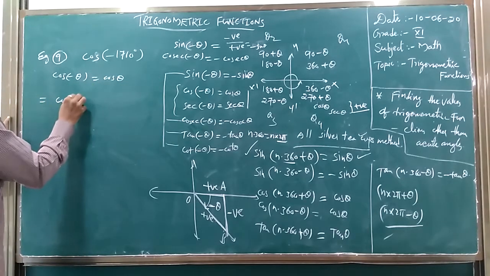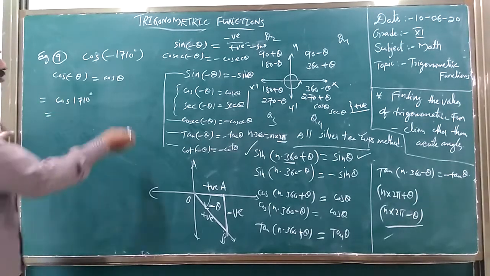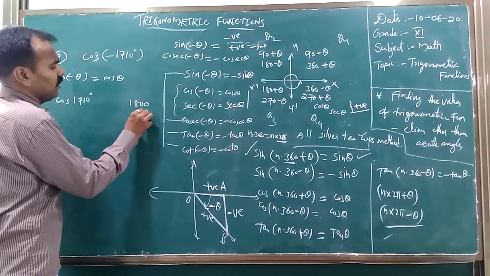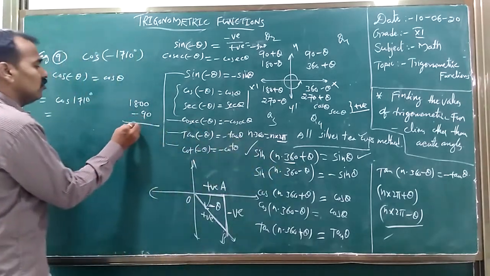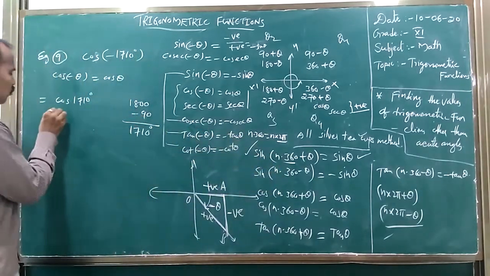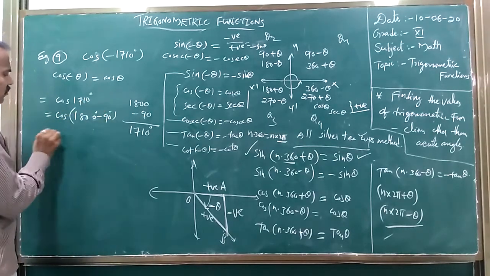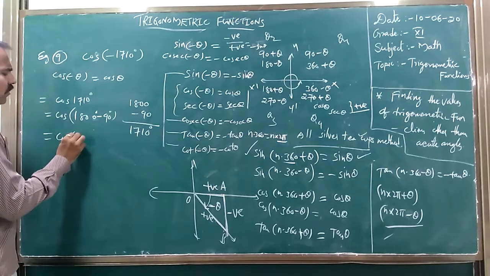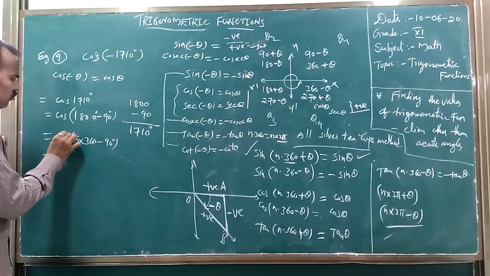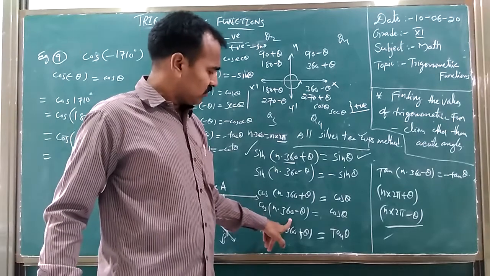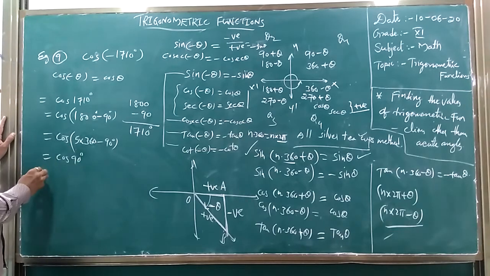So cos of 1710. Now let us check which multiple is nearest. It is near to 1800, and then 1800 minus 90. Better to write the nearest multiple, so that will be 1710. So cos of 1800 minus 90 we can write. Now cos of 1800, which is 5 times 360, we can write as n into 360 minus theta. As we know, cos of n into 360 minus theta is cos theta. Then it becomes cos 90 degrees, with no change in the function also.